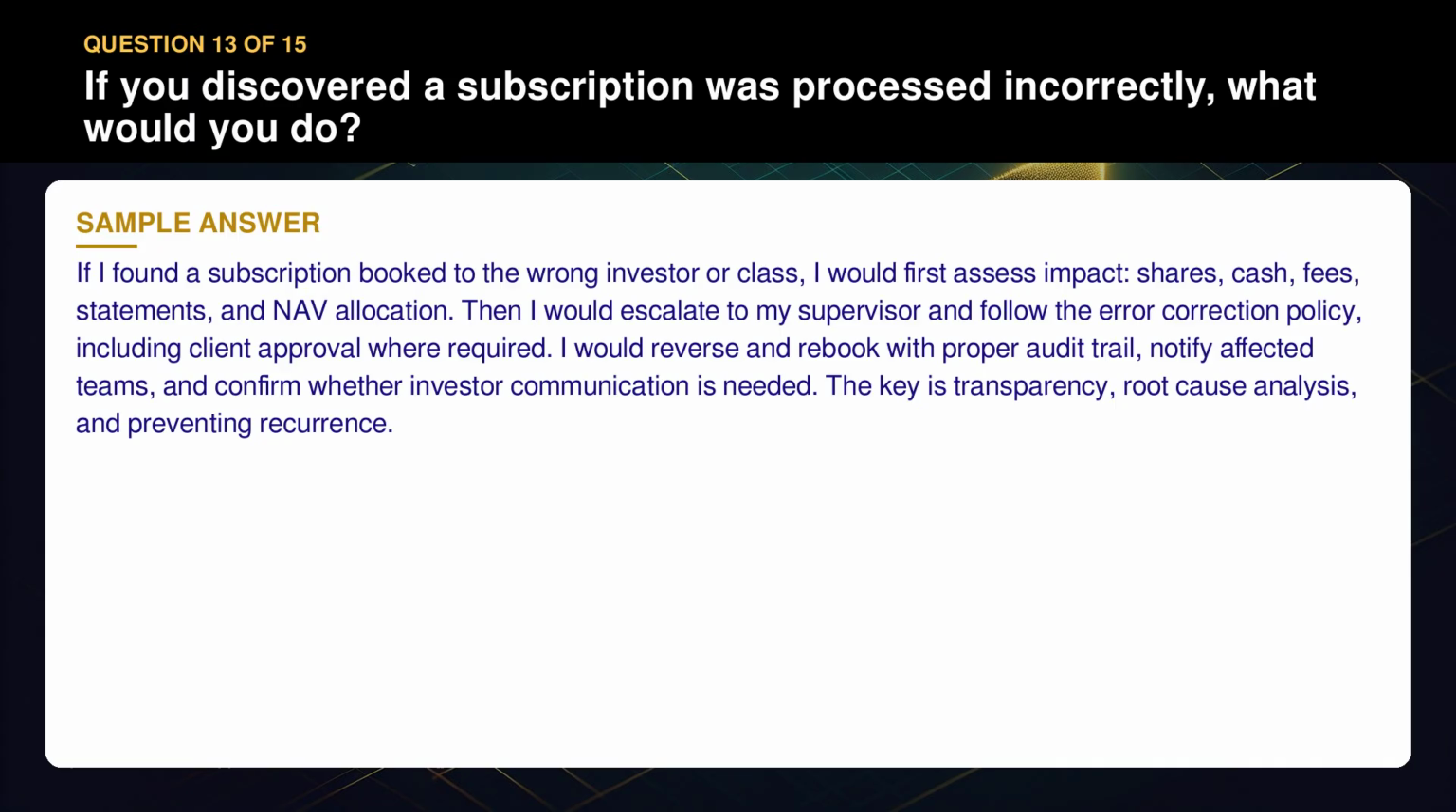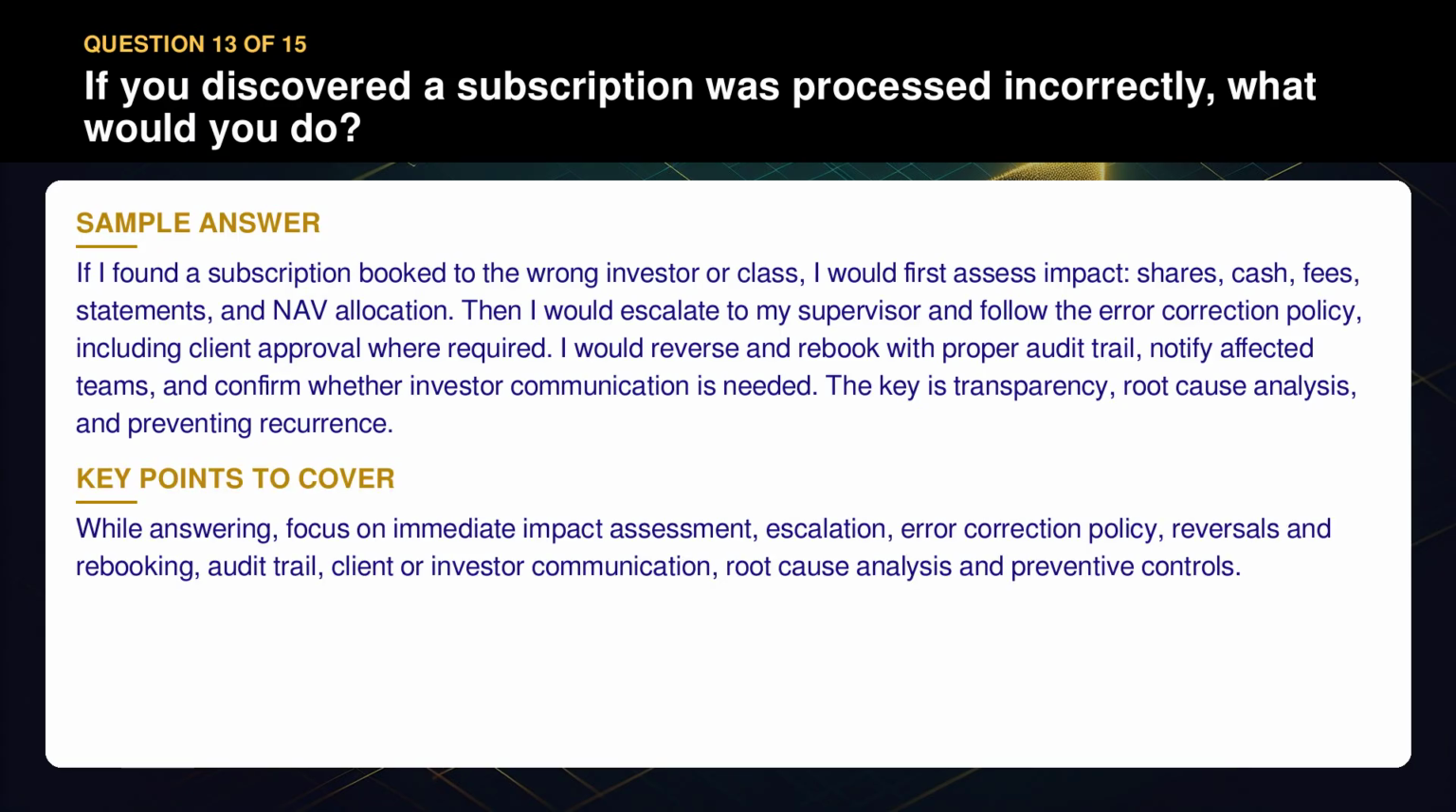where required. I would reverse and rebook with proper audit trail, notify affected teams, and confirm whether investor communication is needed. The key is transparency, root cause analysis, and preventing recurrence. While answering, focus on immediate impact assessment, escalation, error correction policy, reversals and rebooking, audit trail, client or investor communication, root cause analysis, and preventive controls.